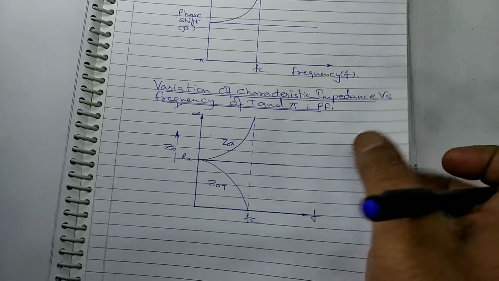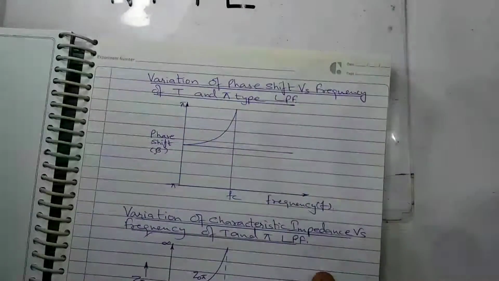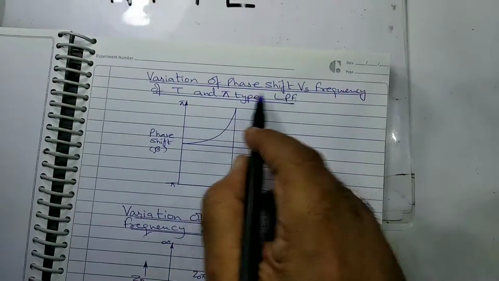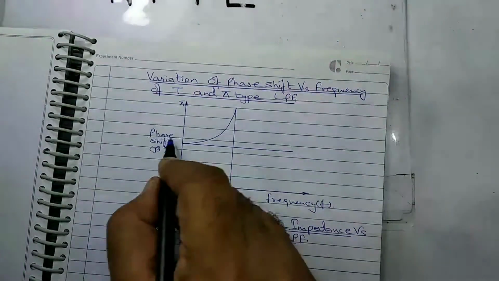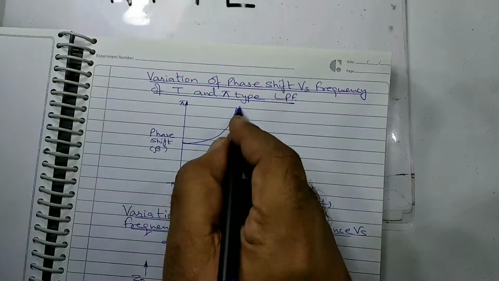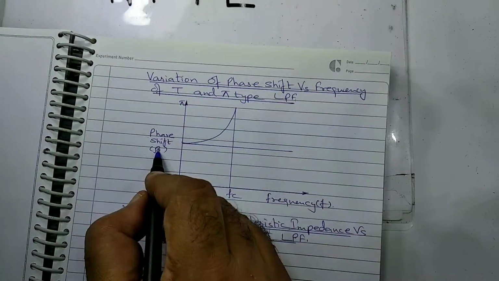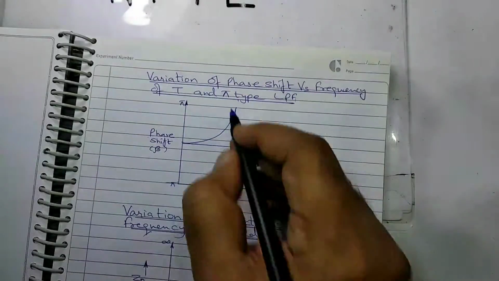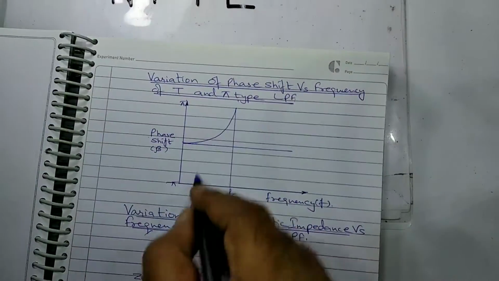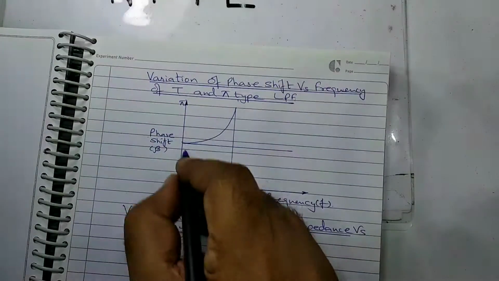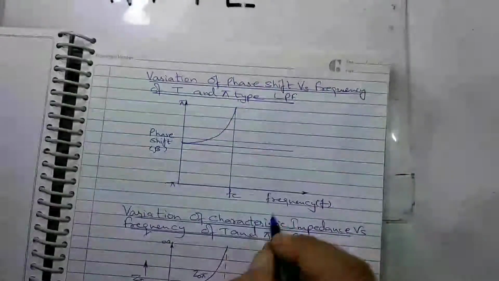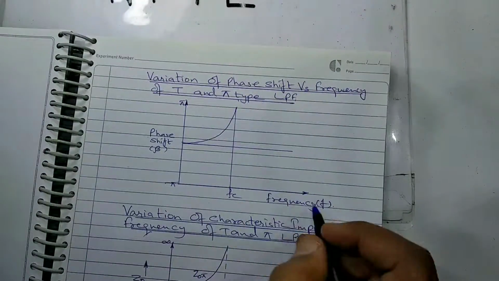Now next is the variation of phase shift versus frequency of the T and pi low pass filter. So phase shift beta varies like this, from minus pi to pi. We can see at FC, the cutoff frequency, the phase shift becomes maximum.